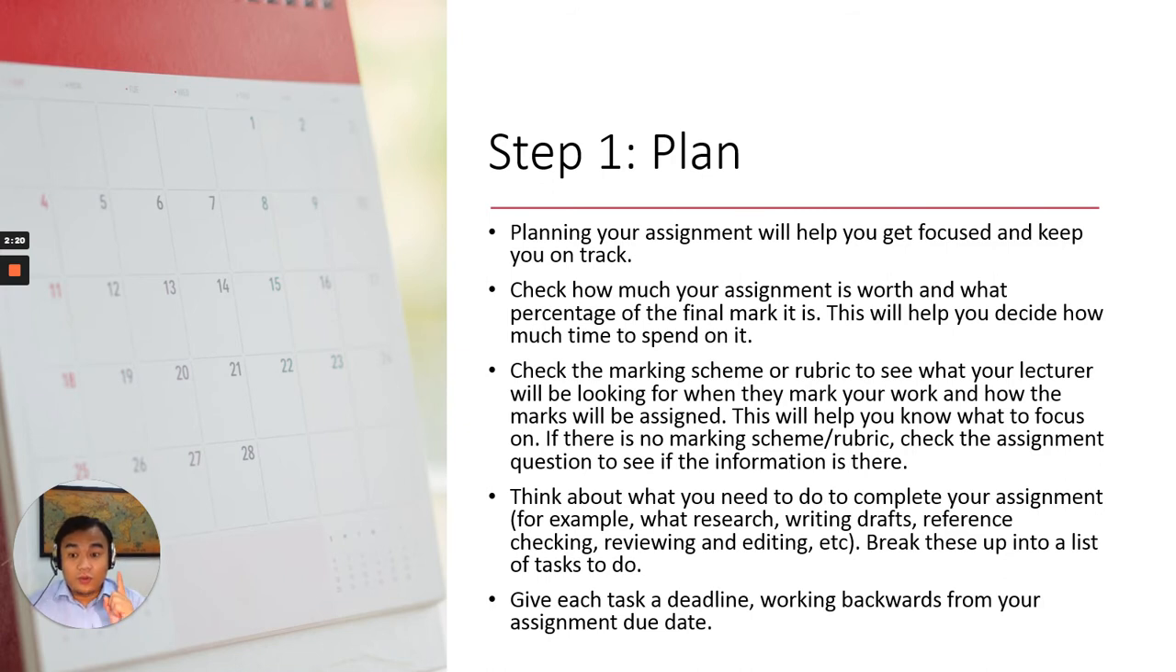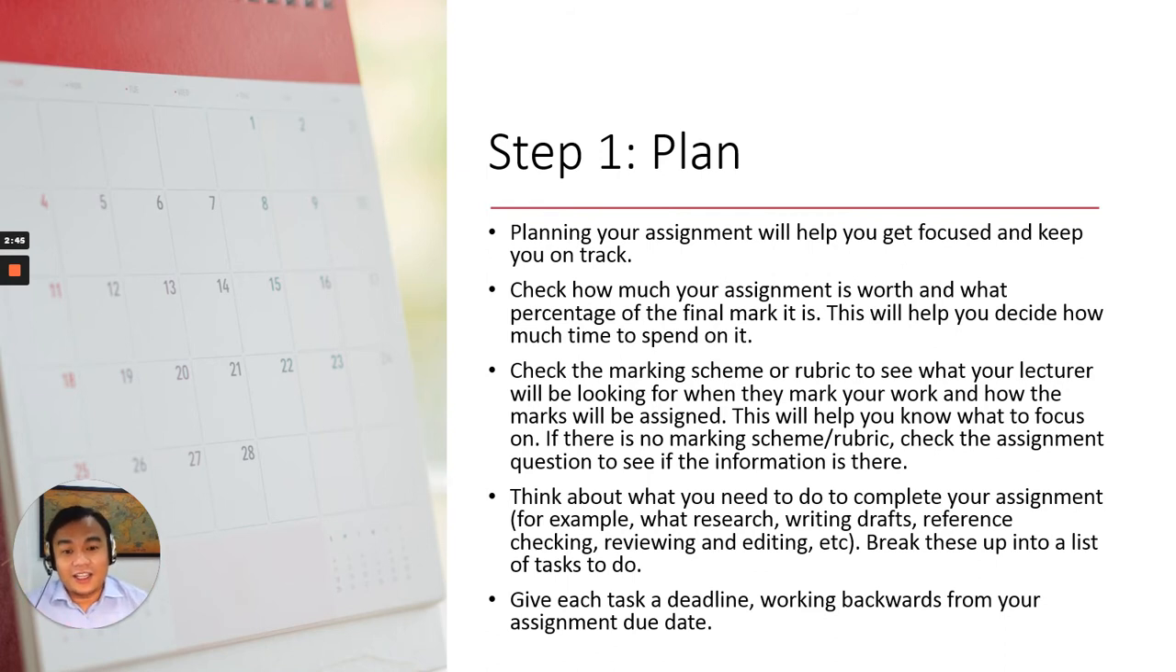If there is no marking scheme or rubric, check the assignment question to see if the information is there. You can even contact your course instructor if you need further information. But first, read the instruction in the assignment first. Don't just go straight and ask while all the information is already there.